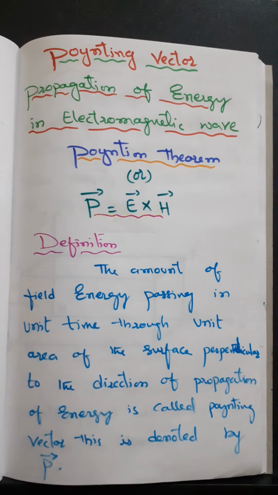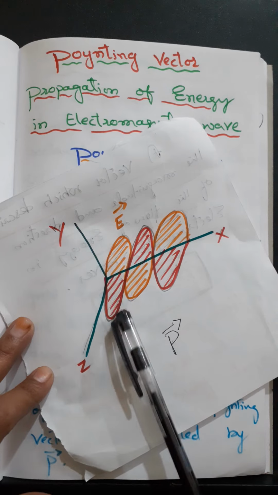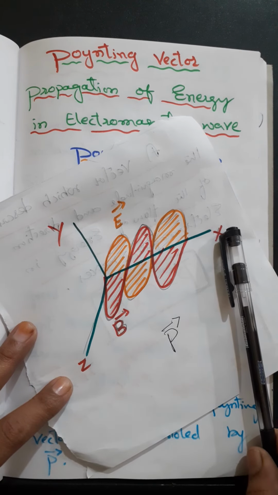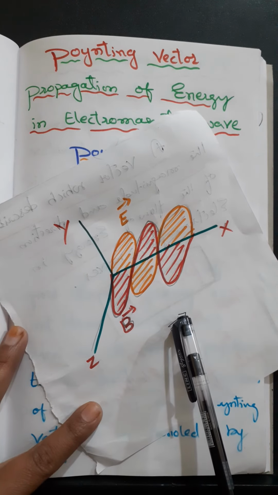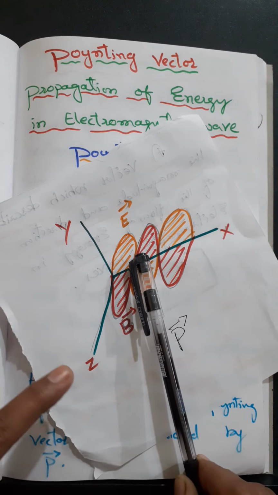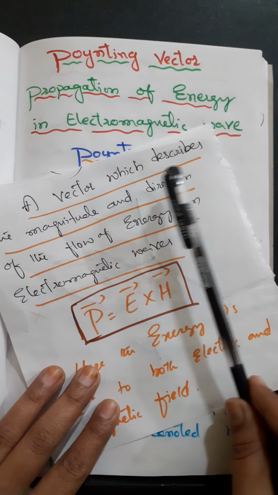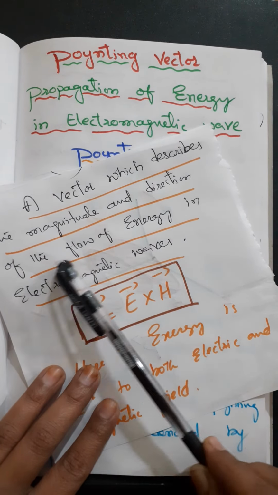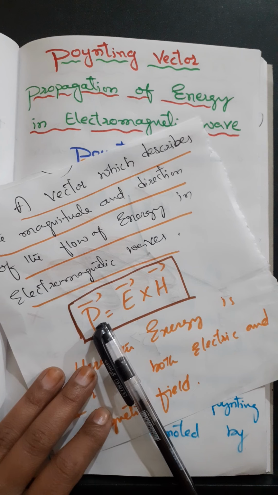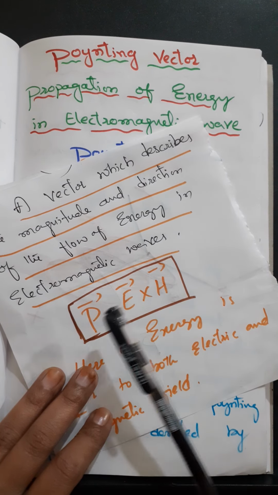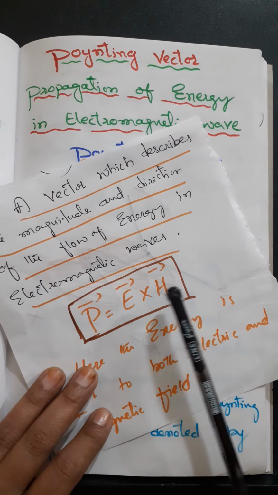First of all, what is an electromagnetic wave? An electromagnetic wave is a wave in which the electric and magnetic fields are perpendicular to the direction of propagation. What is Poynting vector? Poynting vector is the vector which gives the energy flow in electromagnetic waves. The definition is a vector which describes the magnitude and direction of the flow of energy in electromagnetic waves, and this is represented by P is equal to E cross H, where the Poynting vector or the energy flow is perpendicular to both electric field and magnetic field.